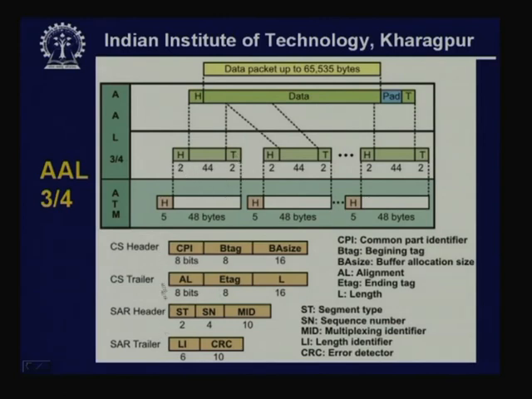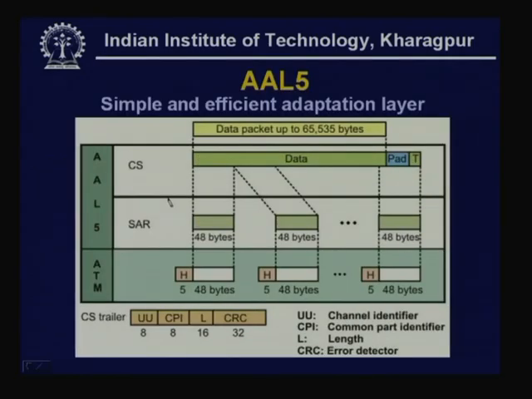So, header and trailer are added, and this 44 byte payload is taken from the upper layer, and then it forms the 48 byte cell which goes to the ATM layer, which forms the 53 byte cell, and that is transmitted through the network. And then AAL5, the simple and efficient adaptation layer. As you can see, this is the frame format.